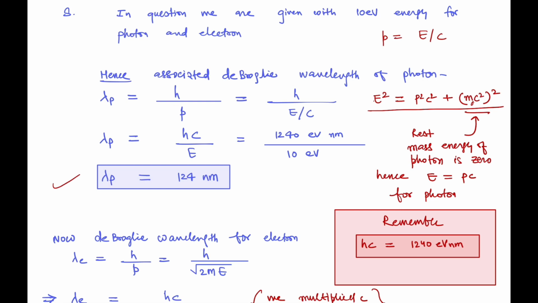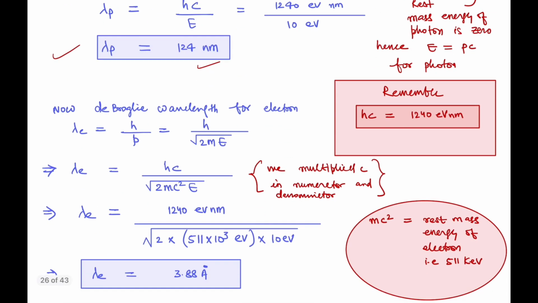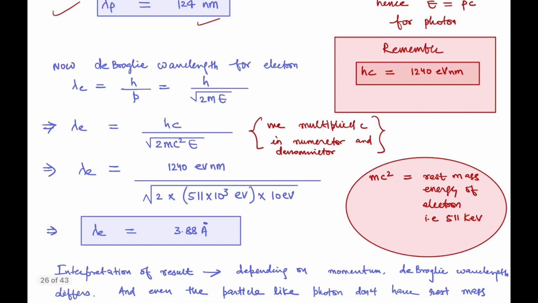So when you calculate the wavelength of the photon, it is going to be 124 nanometer, and when you repeat the same process, that is h by p is the wavelength of the electron, where p is momentum. Because the electron has rest mass, we are simply going to use the formula of momentum as root 2 m e. When you substitute the values, you simply get 3.88 angstrom.